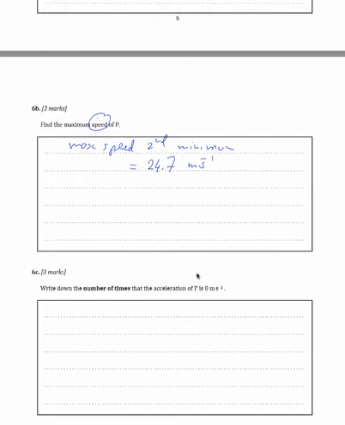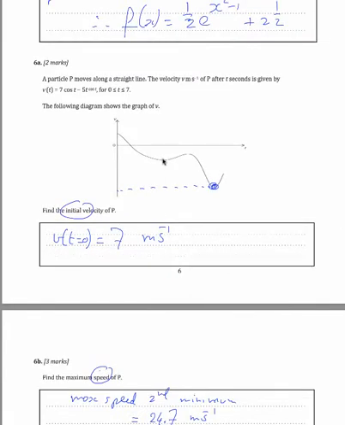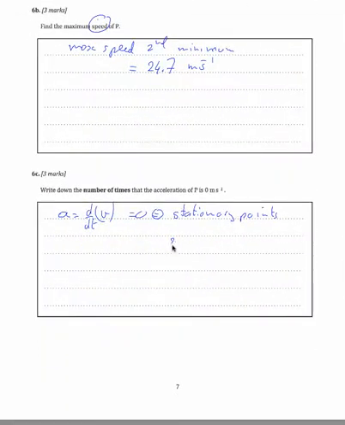The number of times acceleration of P is 0. So the acceleration is the derivative of v. When this is 0, that means that the derivative is 0. So I'm looking at the stationary points. Right, so let's have a look. I've got a stationary point there, there, and there. All right, 3. Boom, 3 points.